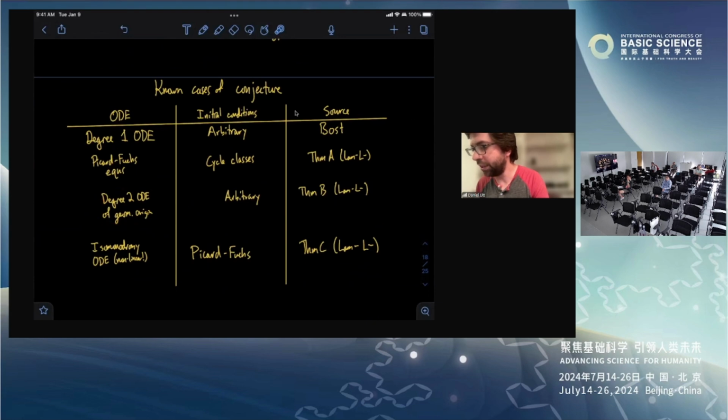For degree 2 ODE of geometric origin, we know it for arbitrary initial conditions. That was theorem B. And then for these nonlinear isomonodromy ODE, we know it for these Picard-Fuchs initial conditions, and that was theorem C. And I think this is actually a complete list of what's known about this conjecture. I would be very interested in hearing any more cases that are known.